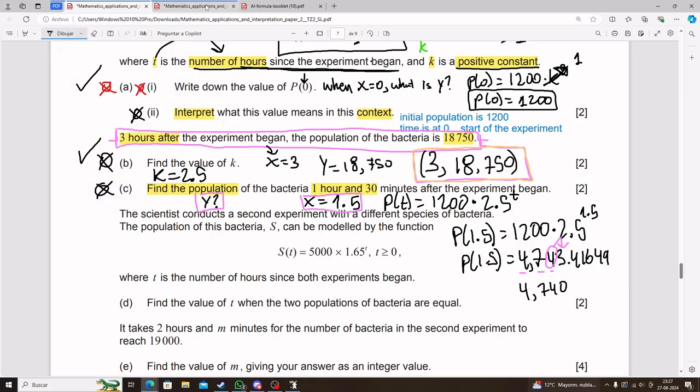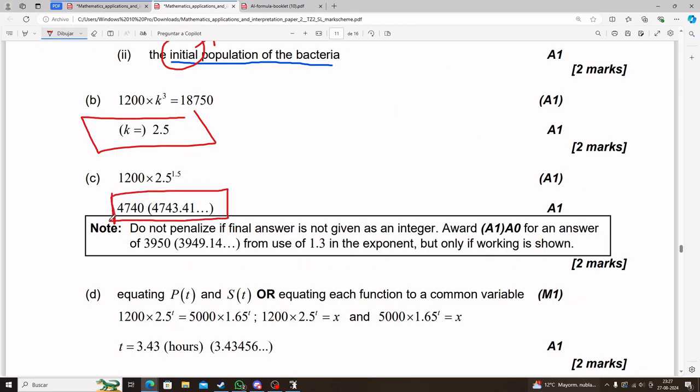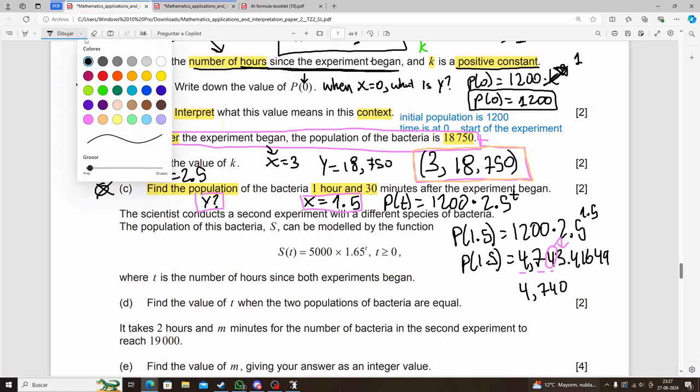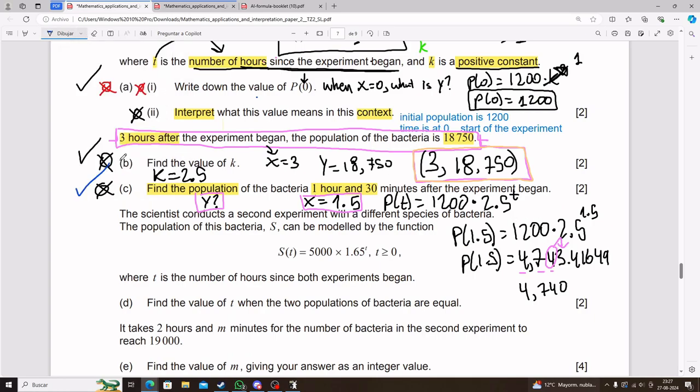All right. Over here, either works, right? On the left, we have significant figures. On the right, we have the full number. Do as you please. That is for part C.